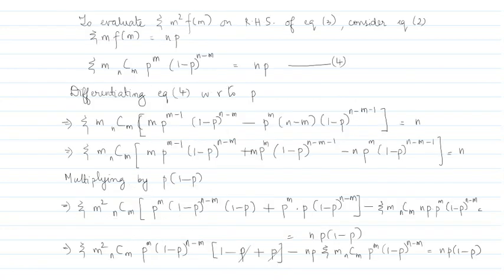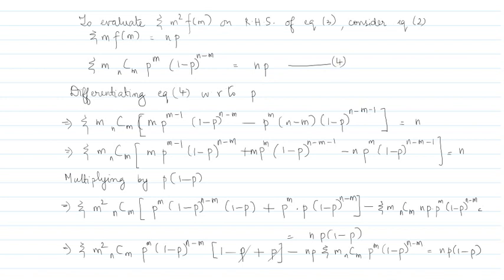Now you need to evaluate summation m square fm, which appears on the right hand side of equation 3. For that you consider this relation. Summation mfm is np. Now what is fm? Fm is the probability distribution function, which is ncm p raised to m times 1 minus p raised to n minus m. For binomial distribution, this is the probability function. And the right hand side you just leave as such, np itself. You put it as equation 4.